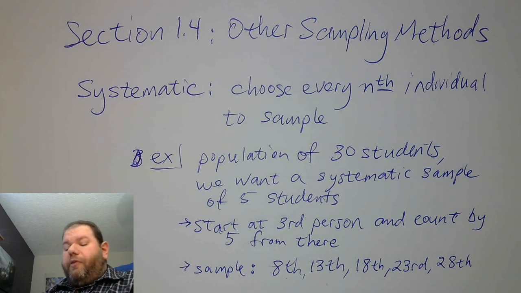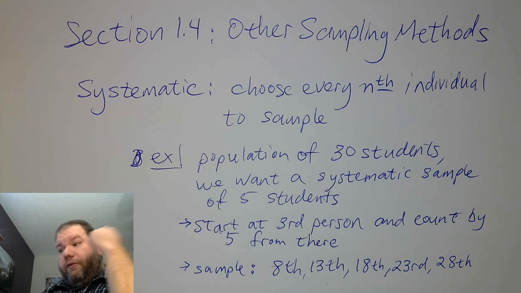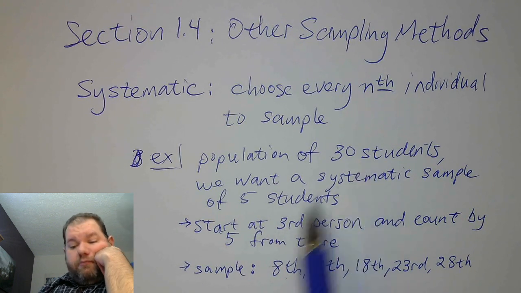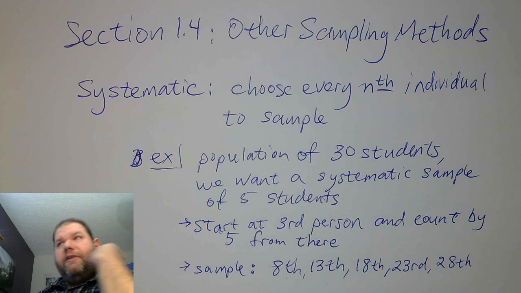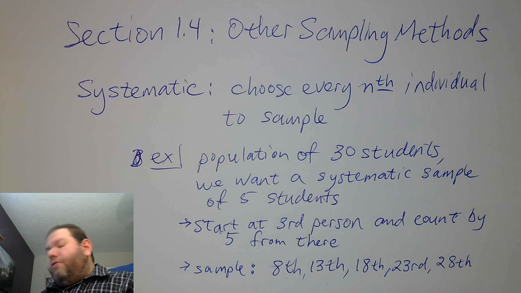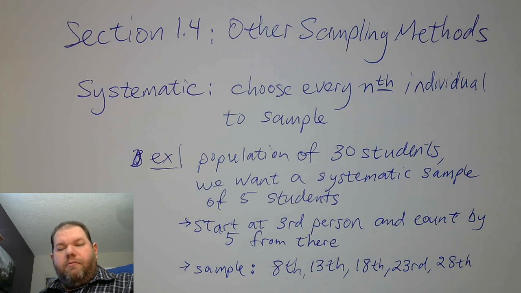Anyway. Now, so that's a systematic sample. It's a relatively easy approach, I think, or simple compared to some of the other things we looked at so far. We're just choosing every so many, counting every so many just to get an individual for the sample.